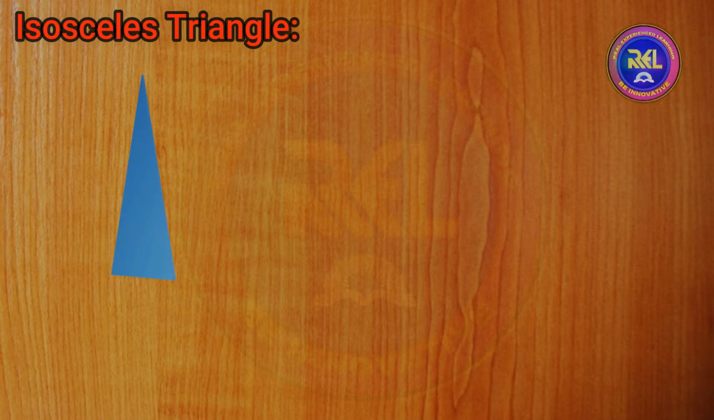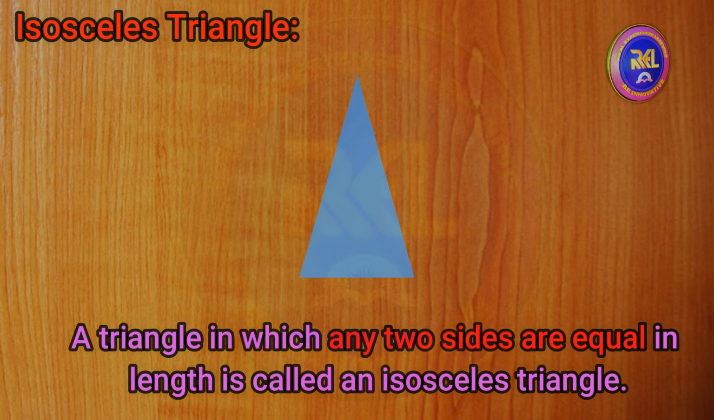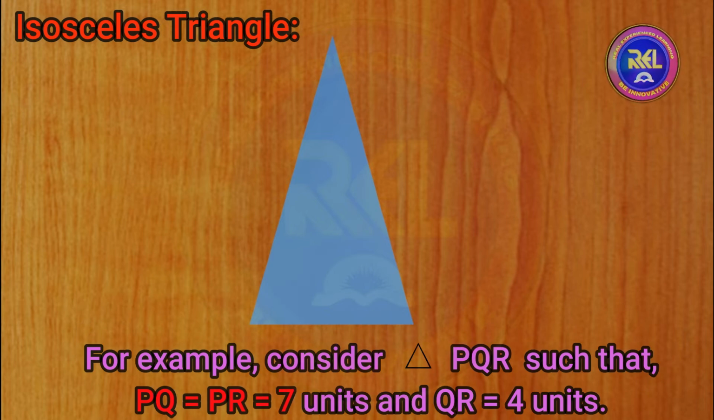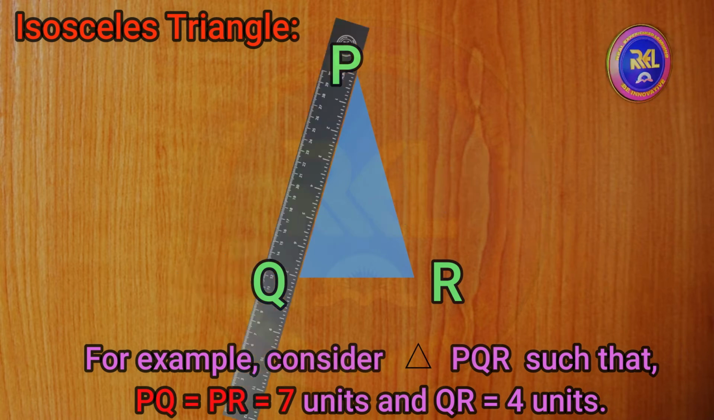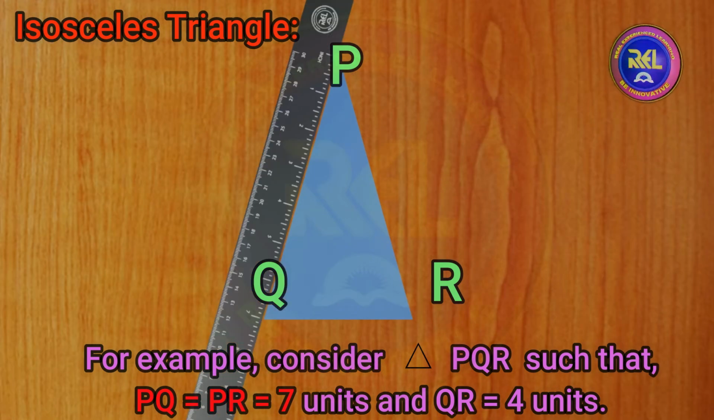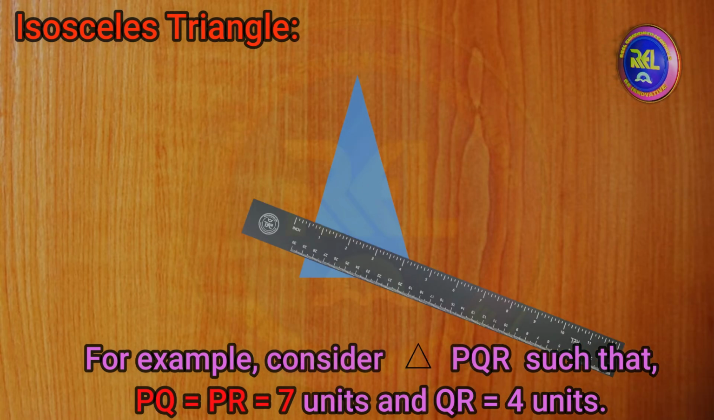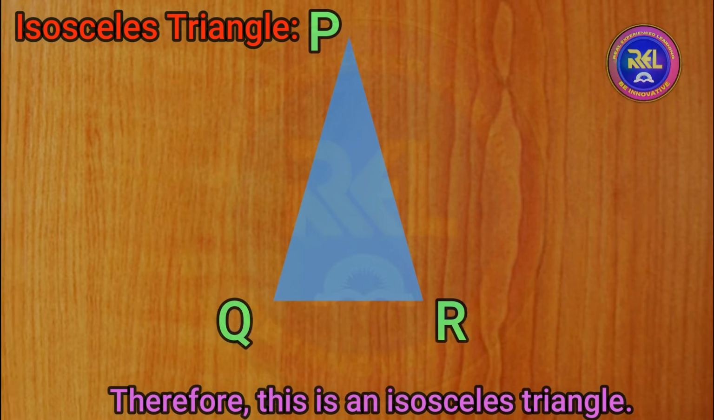Isosceles triangle. A triangle in which any two sides are equal in length is called an isosceles triangle. For example, consider triangle PQR such that PQ equal to PR equal to 7 units and QR equal to 4 units. Therefore, this is an isosceles triangle.